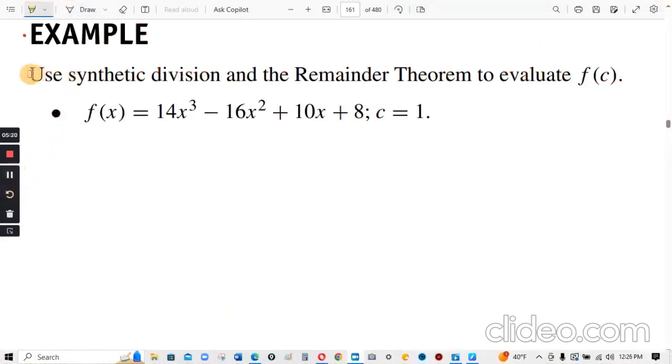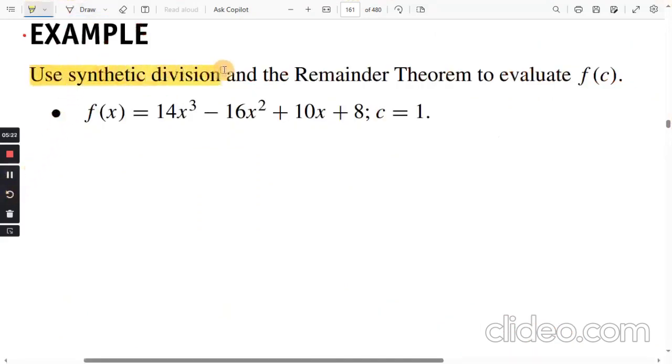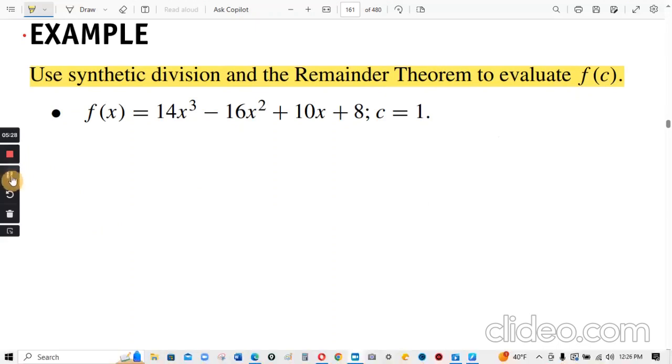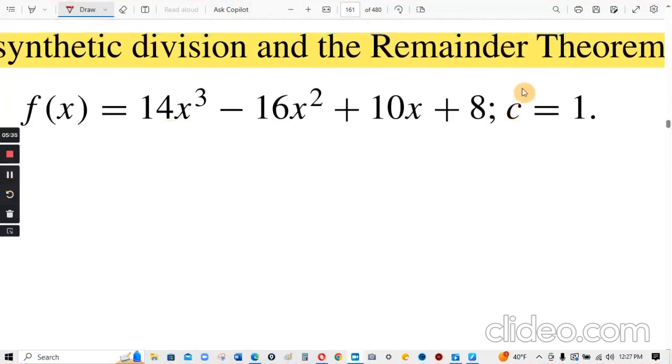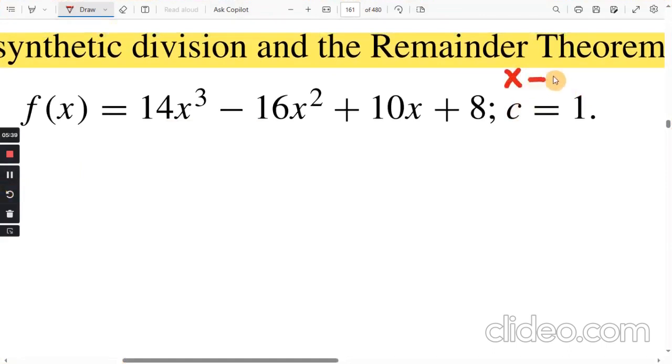All right, so in this example, they want us to use synthetic division and the remainder theorem to evaluate f of c. Here they gave us c. If we took this f of x and were dividing by x minus c, or x minus 1, we would plug in c equals 1. So let's try it both ways. First I'll use synthetic division. So I want to put the 1 out front.